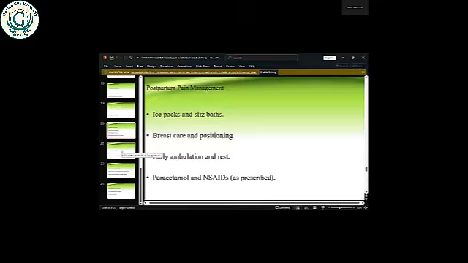It also speeds up the return of bladder function. And the last point, paracetamol and NSAIDs as prescribed, as first-line analgesics for our individual breastfeeding mothers.